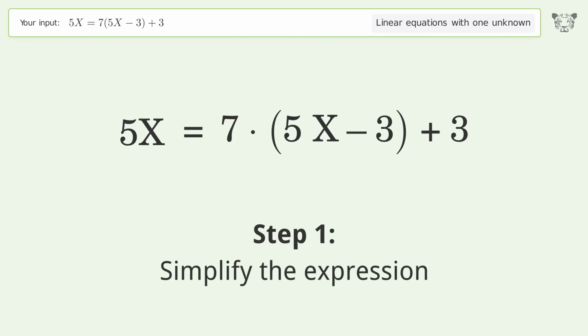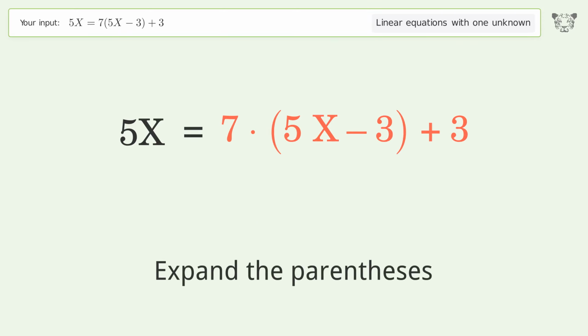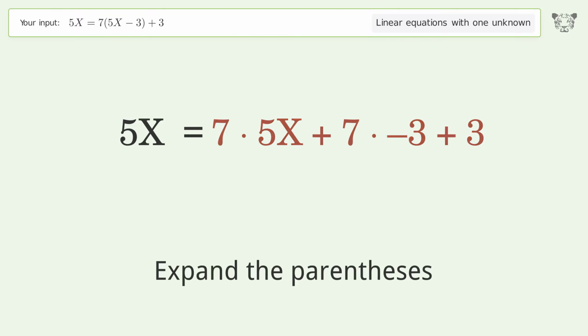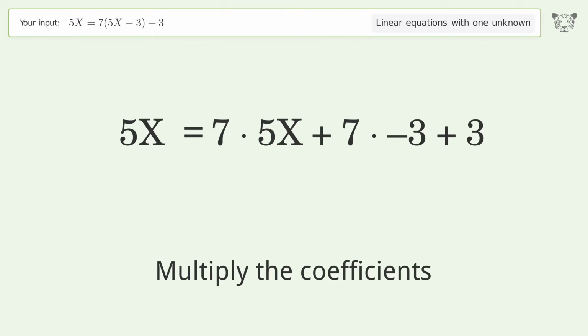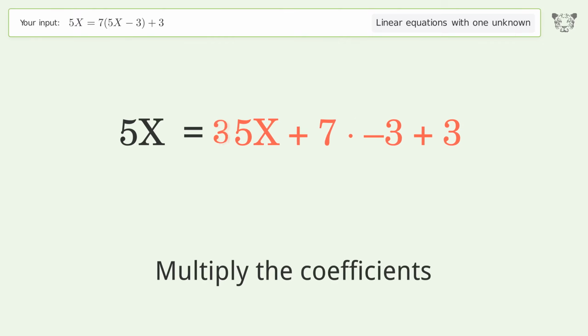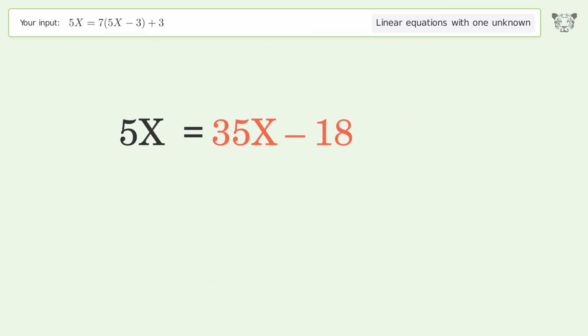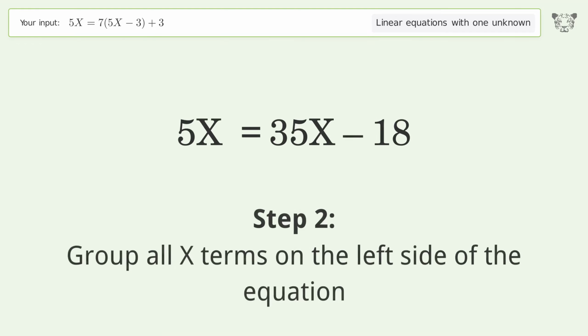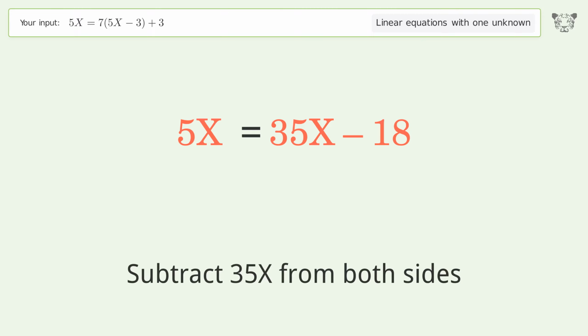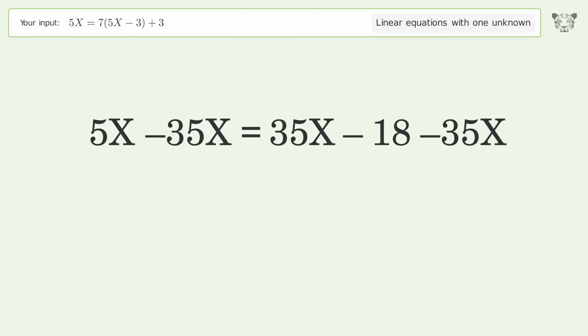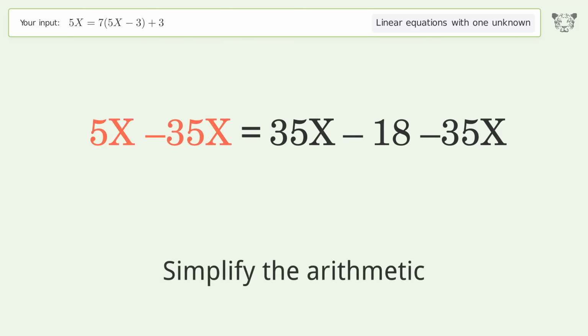Simplify the expression. Expand the parentheses. Multiply the coefficients. Simplify the arithmetic. Group all x terms on the left side of the equation. Subtract 35x from both sides. Simplify the arithmetic.